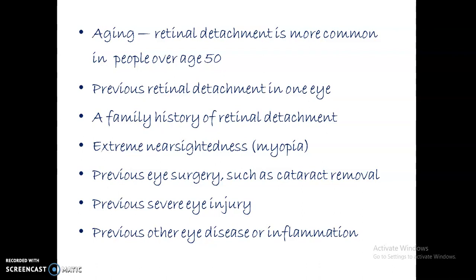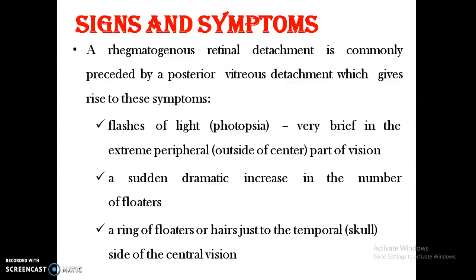Then previous retinal detachment in one eye. Once there is a previous retinal detachment in one eye, that may lead to detachment of the other eye also. Then extreme nearsightedness, as mentioned above. Then previous eye surgery such as cataract removal, previous severe eye injury, other previous eye diseases, or inflammation. These all can lead to retinal detachment.